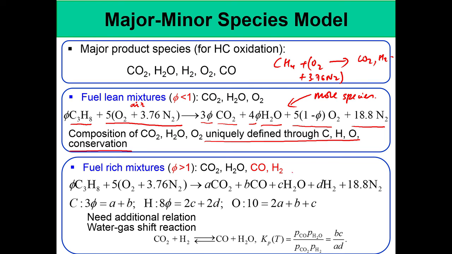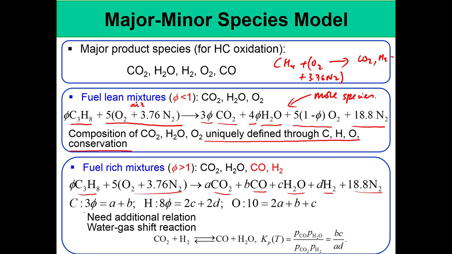This problem is clearly identified here when you have a fuel rich mixture, that is, when you burn propane in oxygen, and phi is greater than 1. Then of course you produce CO2, but you also produce CO, water, hydrogen, and nitrogen. So, how do you know how many moles will go to CO, and what will be B and what will be A, which are the stoichiometric coefficients, and what will be C and what will be D?